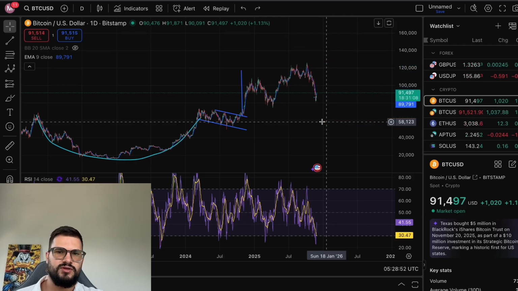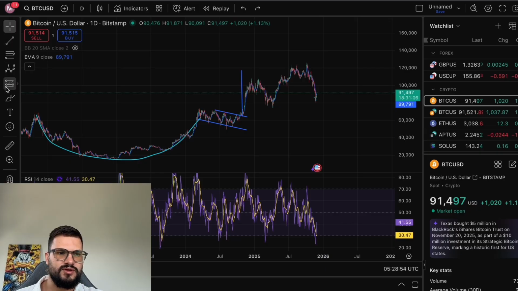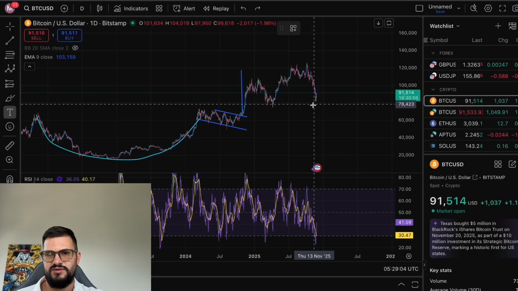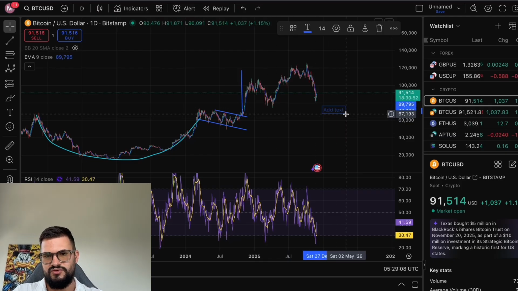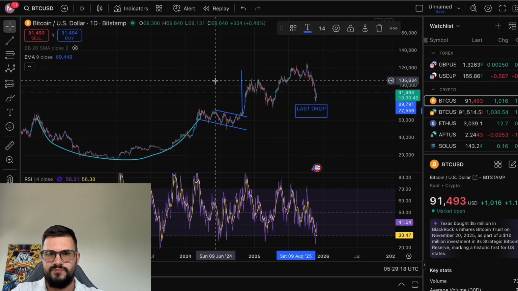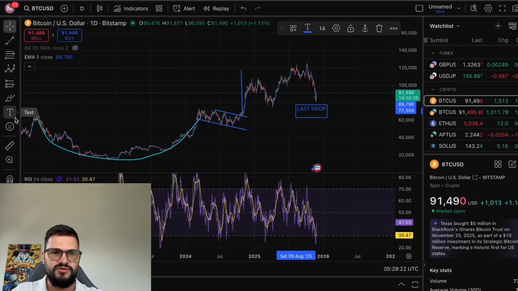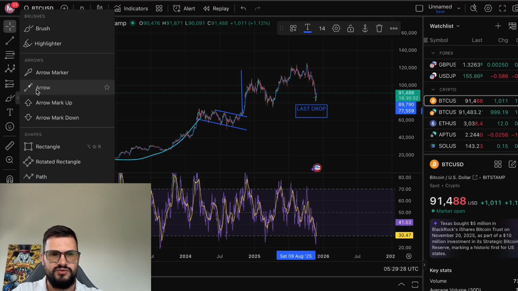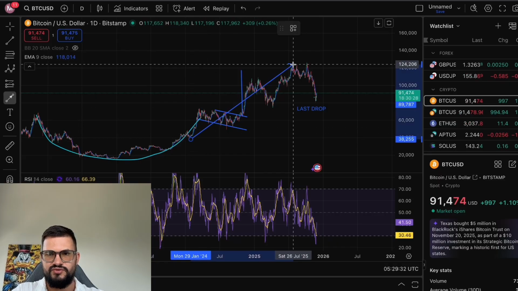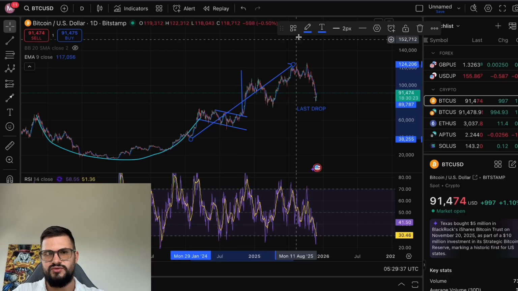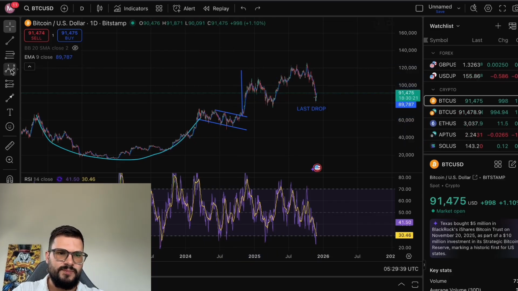Besides that, let's see what other tools we can use here on the TradingView platform. You can also use the text features. For example, you can set here a text and say this was last drop, for example. So you can have a little bit more insights about your charts. You can also set it for some different use cases. Then I would definitely like to show you also the arrow one. So with this arrow, you can showcase a trend. Basically, let's say the trend is going up. You can use the arrow to showcase the trend upwards.